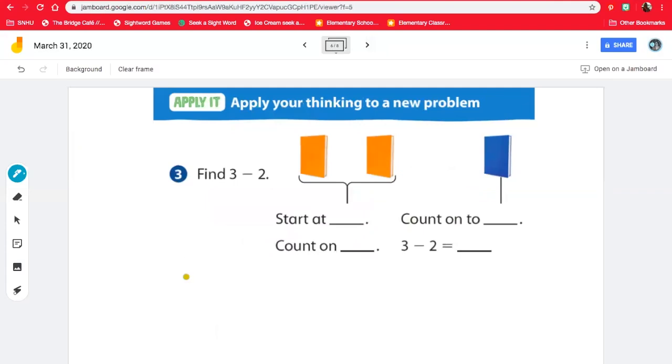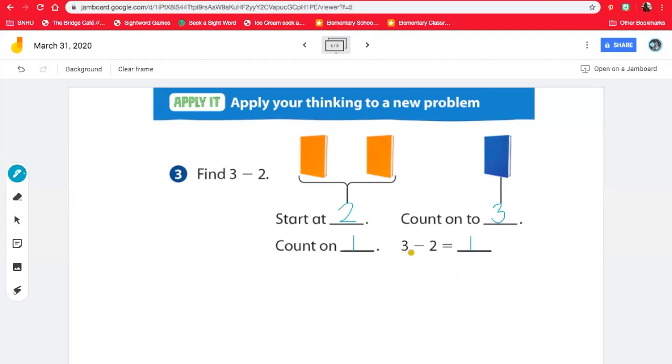Find 3, take away 2. So now we're going to start at 1, 2. We're going to start at 2. We're going to count on to 3. So if we start at 2, how many do we count on by? 3. We only counted on by 1, 2, and we added the 1, 3. So that means 3 take away 2 is 1.